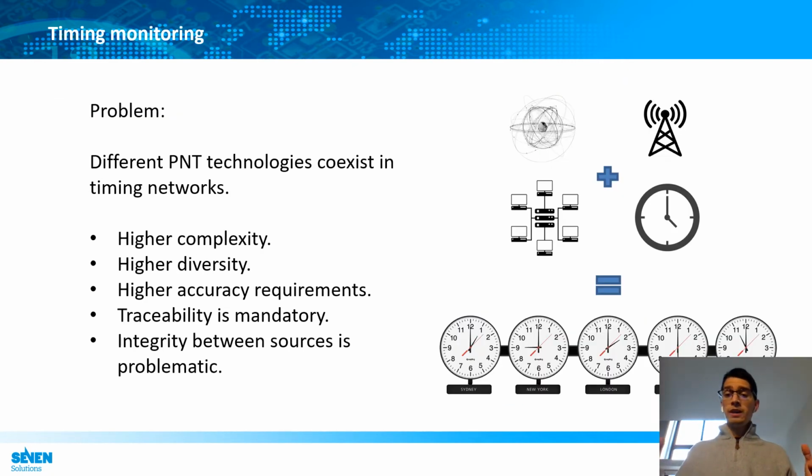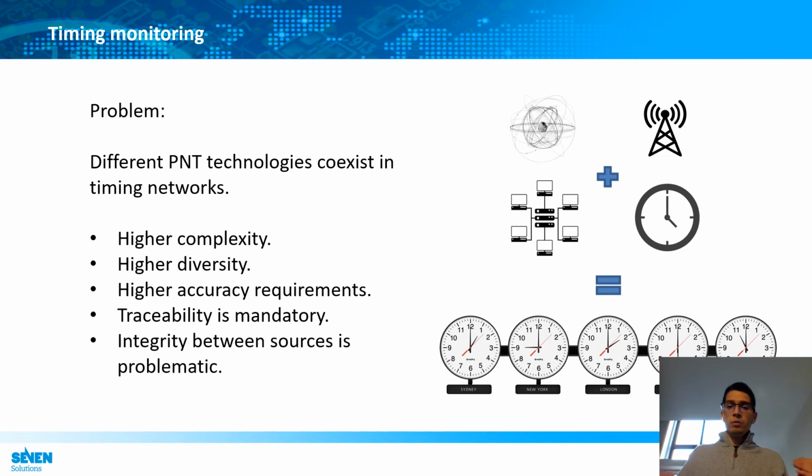So we have a time synchronization network, and we know that we cannot rely only on GNSS, because we know that there are jamming, spoofing, and interference problems. We cannot just rely on the network, because we can have problems with the fiber. So at the end, we are building pretty complex systems where we have different position, navigation, and timing technologies coexisting in the same timing devices and the same timing networks. And that leads to dealing with higher complexity, with higher diversity. We need to take care of the integrity of all the different timing sources that we have.